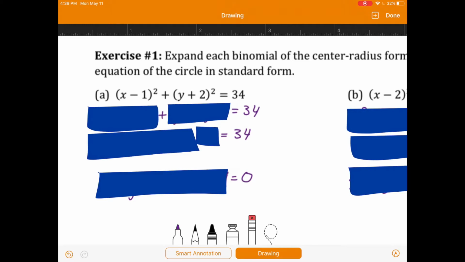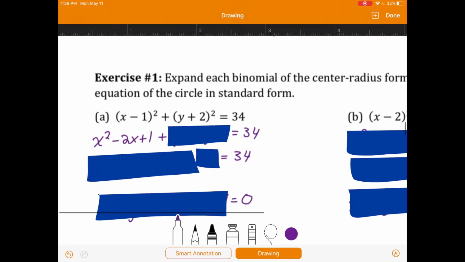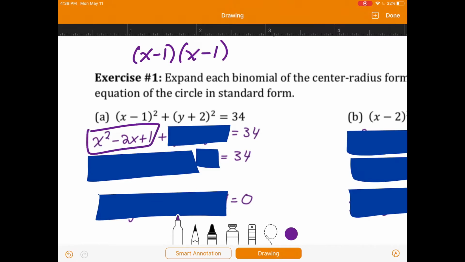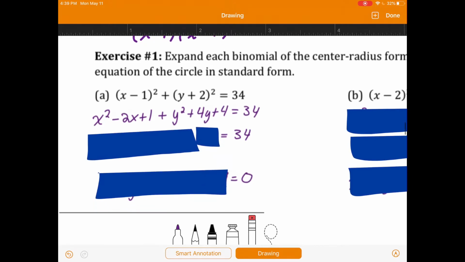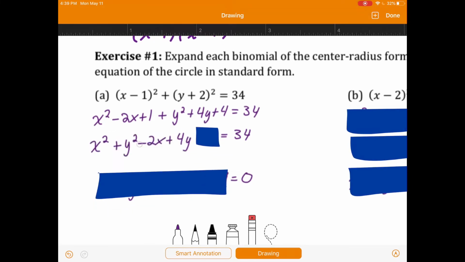X minus 1 squared is going to be x squared minus 2x plus 1. Okay, I got that by doing x minus 1 times x minus 1. Right? And by doing the same processes that we did in the opening exercise, that's how I got this. Do the same thing for y plus 2. That's going to be y squared plus 4y plus 4. And then we're going to keep the other side of the equal side the same.